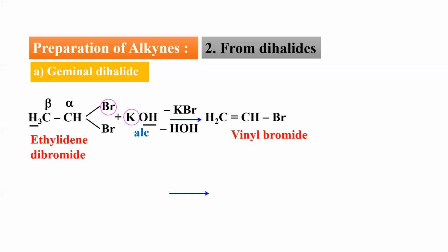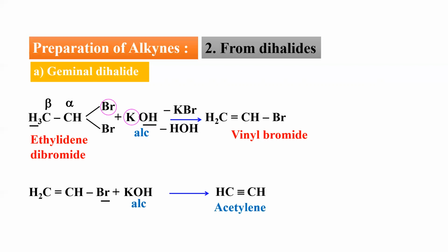This is the first step. In the second step, this vinyl bromide is made to react with alcoholic KOH again. So you can actually use 2 moles. If you use excess of alcoholic KOH, you will get the same reaction where potassium will take away bromine, OH minus will take away the beta hydrogen to give us acetylene.